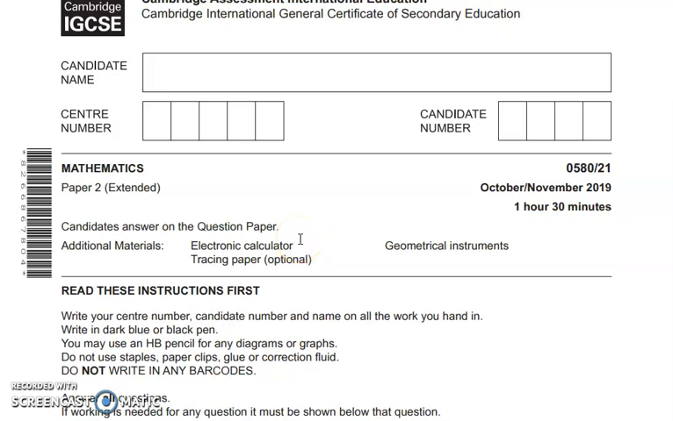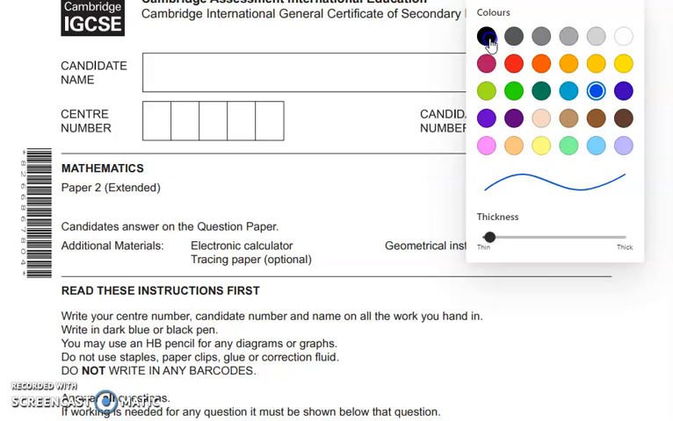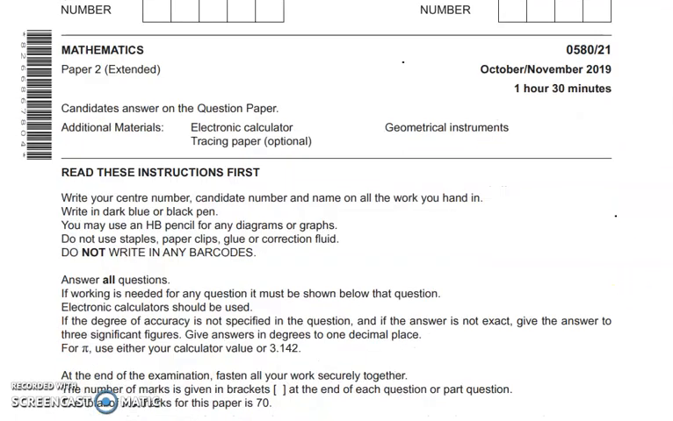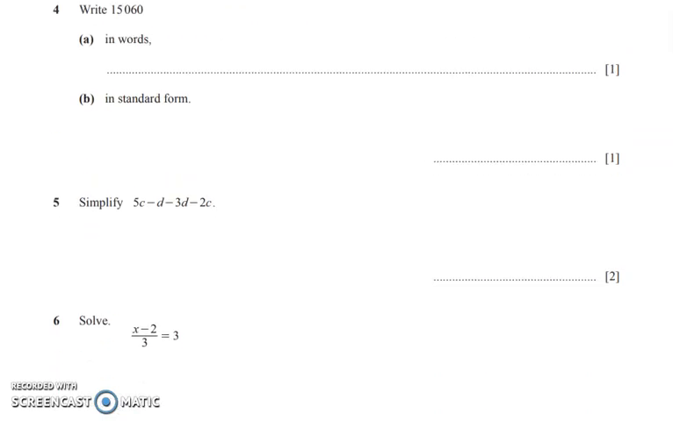So today we are going to discuss the Maths Paper 2 Extended October 2019. In the last session we completed questions till 15. We were doing question 16 but couldn't complete due to the time. So now we are going to discuss question number 16. Okay, so moving to question number 16.